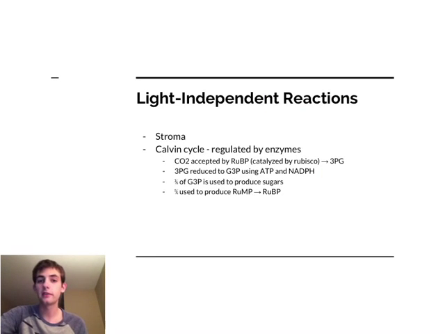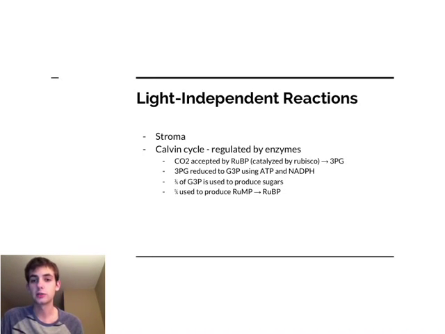The second part of this that we're talking about are the light-independent reactions, and specifically this is going to occur in the stroma, also known as the Calvin cycle. And like all cycles, they're going to be regulated by enzymes, and there are a couple of main steps that occur in the Calvin cycle. The first is that carbon dioxide is going to be accepted by a molecule, RuBP, and that reaction is going to be catalyzed or sped up through the enzyme known as Rubisco.